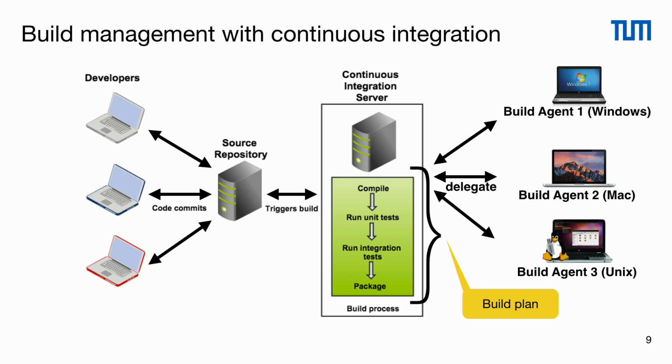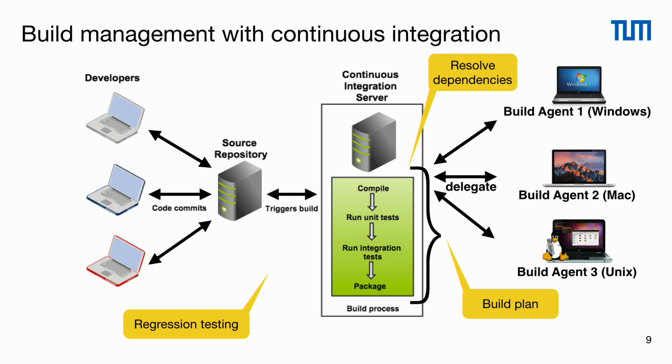Before the build agent can compile the source code, it has to resolve the dependencies to external frameworks and libraries. Then dependency management plays an important role. And if each change is tested, we call this regression testing. Resolving dependencies and regression testing are the topics of the next slide.